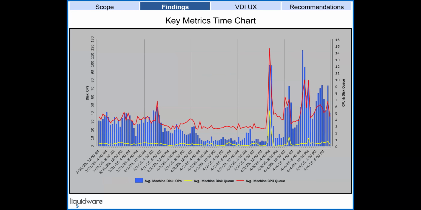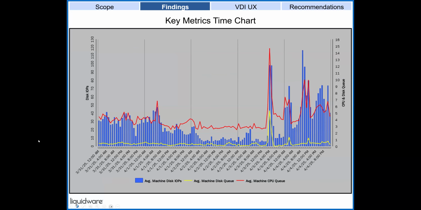Now, the next thing we're going to look at is pretty important. This is measuring something called CPU queue, disk queue, and disk IOPS. Now, in just about every environment, I would say this is important slide number 3 in the top 10 list. This is teaching me what my bottlenecks are. And what I'm looking for here is anomalies. I'm looking for something weird that kind of stands out.